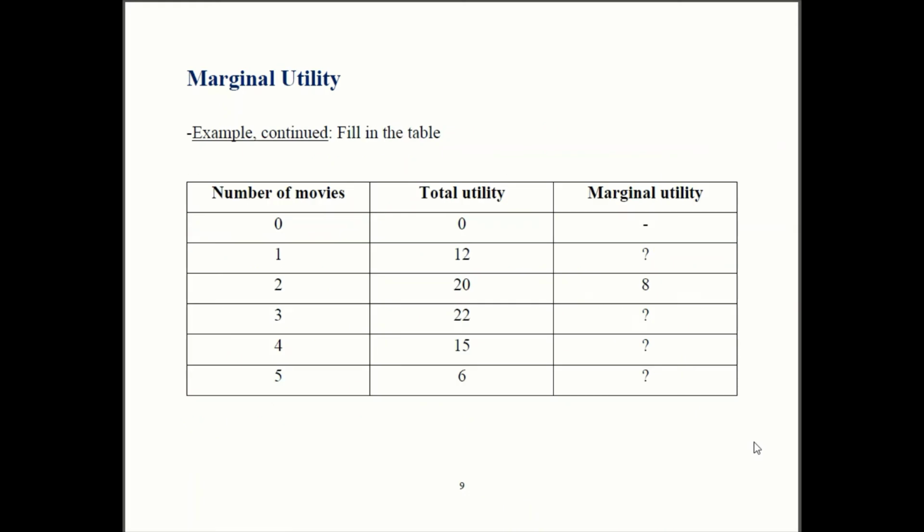So here's a table of how many movies you see and how much utility you get overall in total. We already established that if you go watch a second movie after a first movie, your total utility rises by 8. 12 plus 8 is 20. With that in mind, go ahead and fill in the rest of the table. Pause the video here and work on that. Once you think you have found a solution, press play and we'll see if you're right.